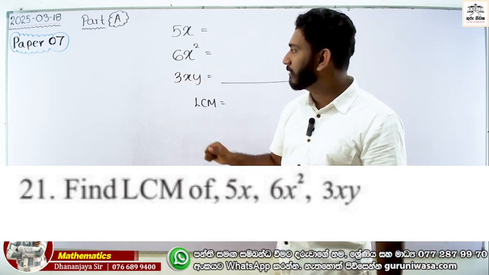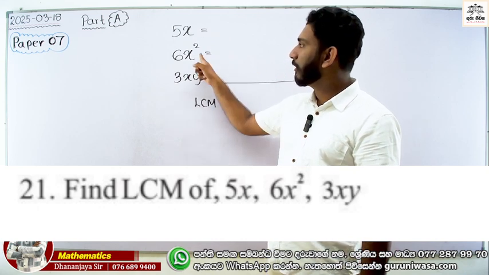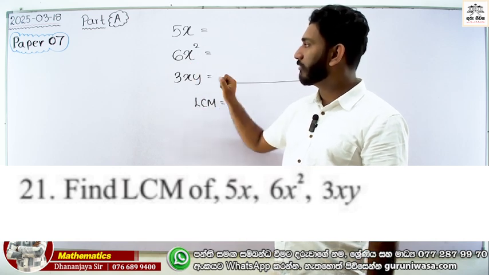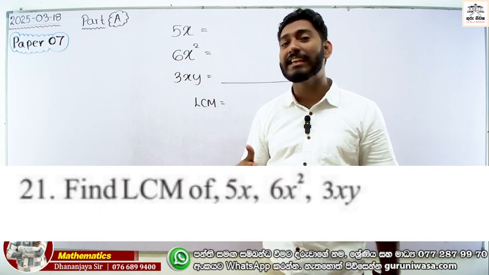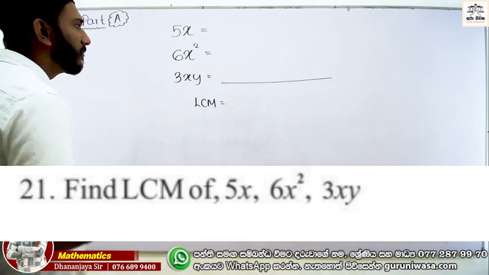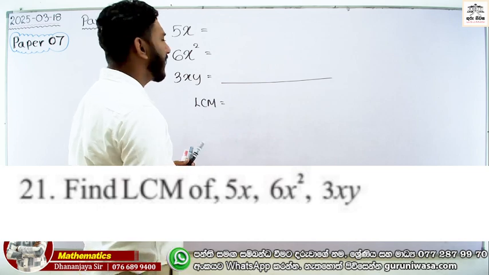Now look at the different terms, x and y. Who is the greatest index? X to the power of 2. That's the maximum power of the x. Therefore, x to the power of 2 and y. Therefore, LCM is 30x squared y. That's the LCM, right? But the method is you need to write the product of prime numbers and the indices.